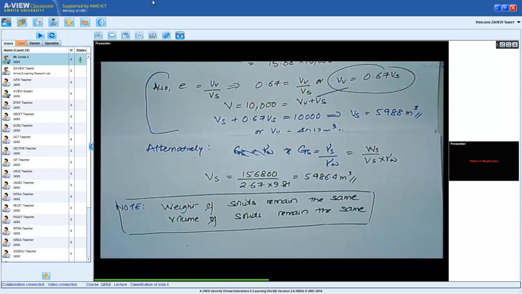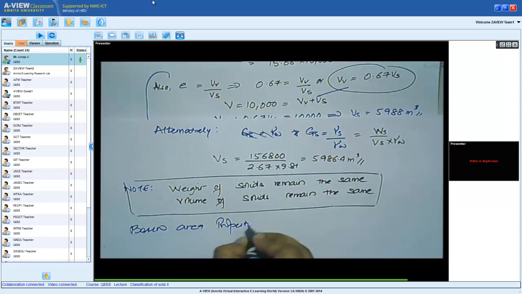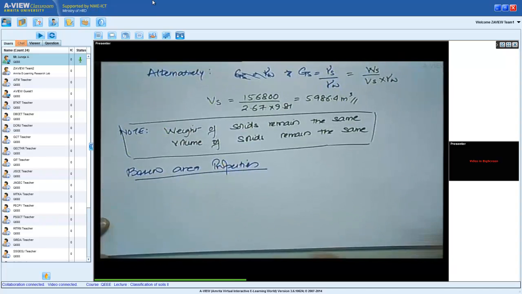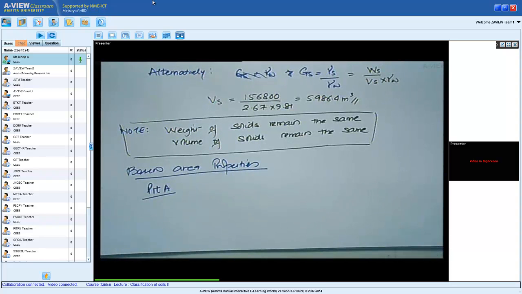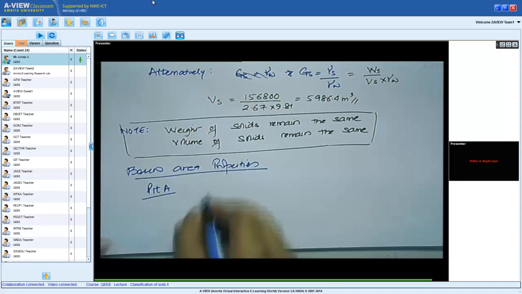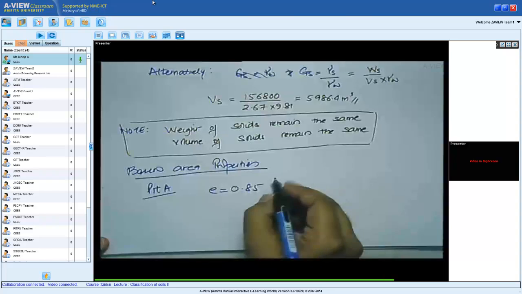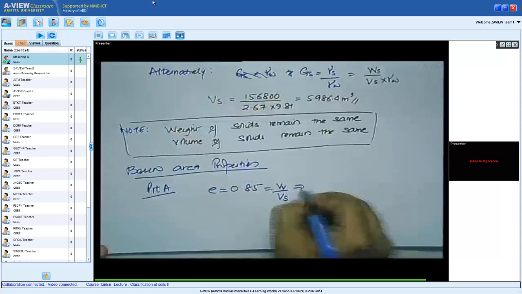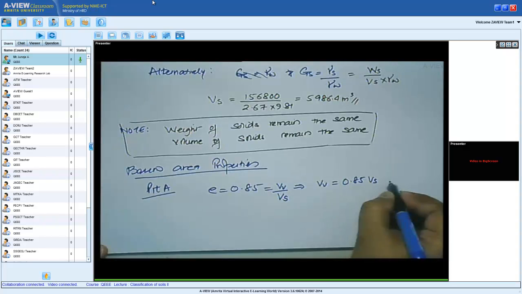So let's go to the borrow area. Borrow area properties. So pit A. Okay, pit A, the void ratio given is 0.85. Void ratio we know equals volume of voids over volume of solids. So can I say volume of voids equals 0.85 times volume of solids?